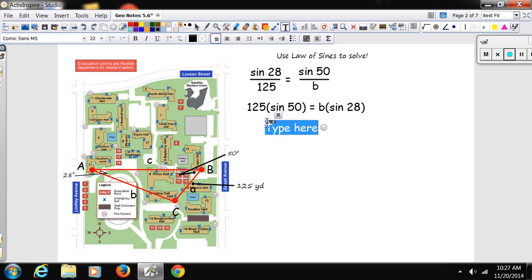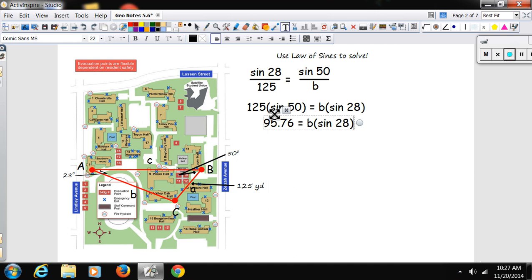Now in my calculator, I'm going to put 125, and if you have a calculator, you should practice. I would use one and practice it. 125 times the sine of 50, and that gives you a value. And in this case, it's 95.76, which equals b times the sine of 28.